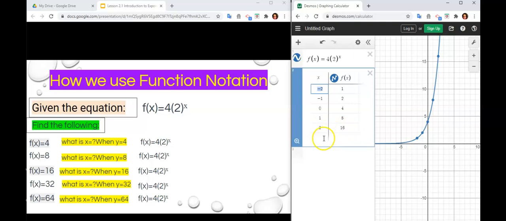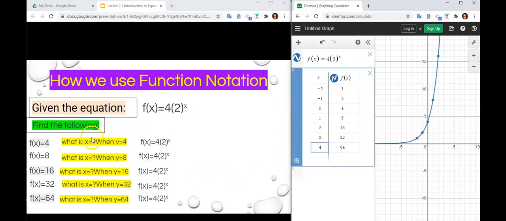Now, I don't really know, so I'm going to just keep counting. Let's see. Oh, yeah, I do need 32. So when y is 32, I see that my x is 3. What else do we got? Let's see if 4 gives us a, oh, great. When y is 64, my x is 4.